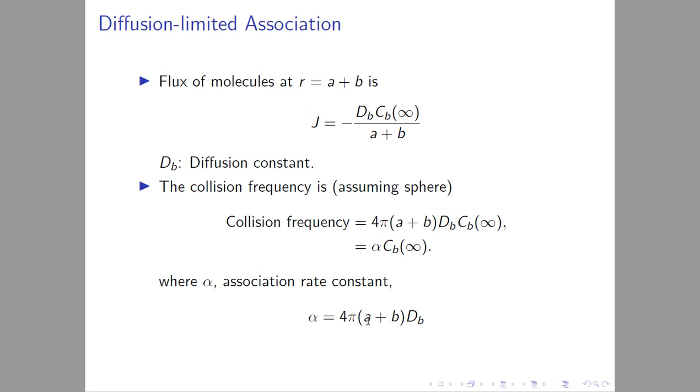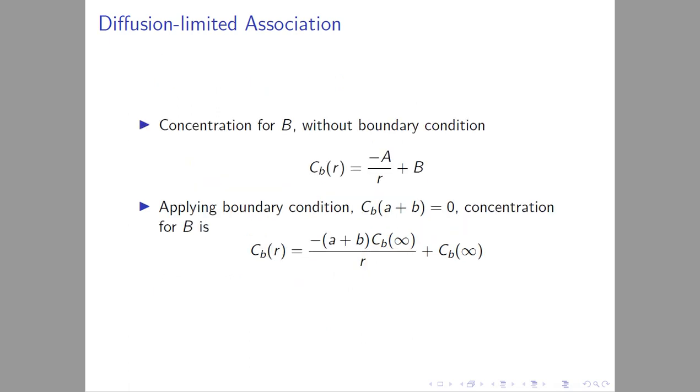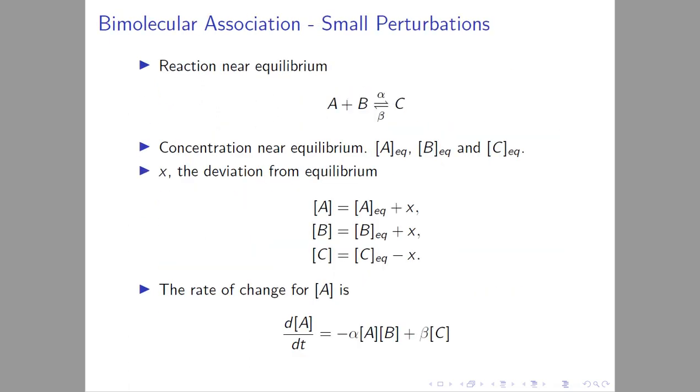So if we know the radius of A and the radius of B, and the diffusion constant for B, we can estimate the association rate constant for this reaction.